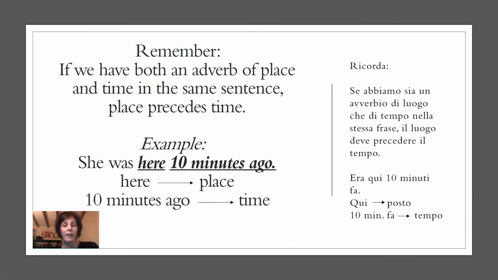Please remember, whenever you have both an adverb of place and of time in the same sentence, place will precede time. She was here 10 minutes ago. Here indicates the place. 10 minutes ago indicates time. Place before time. Other expressions of time are at 8 o'clock or maybe often. Other expressions of place could be overseas. Okay? So not always will you have a single word. Sometimes you have complete phrases.